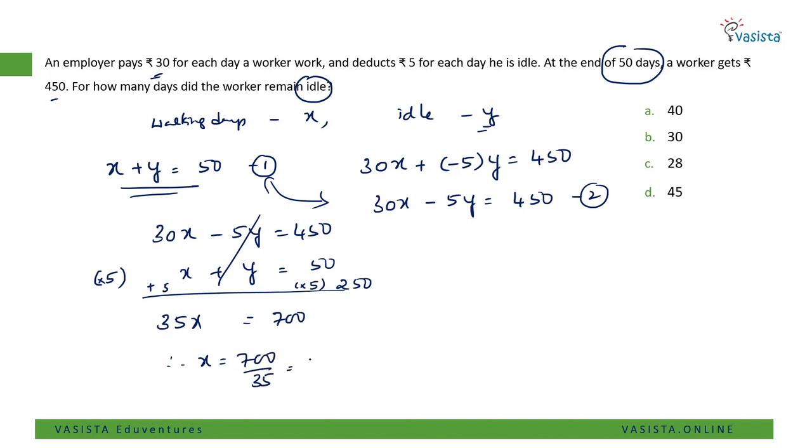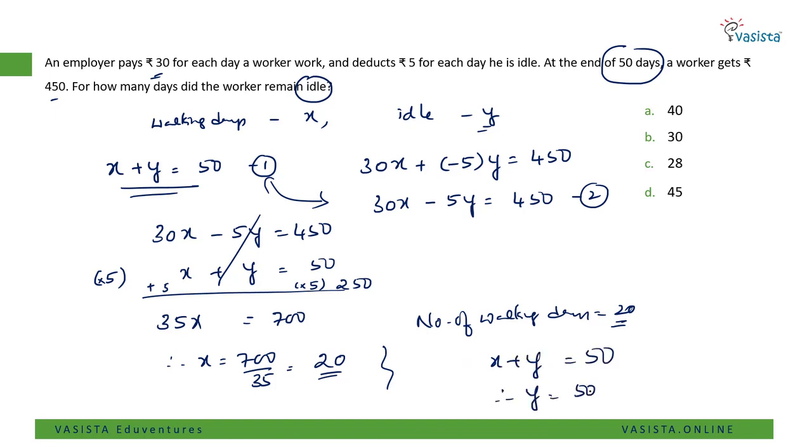Which is going to be 20 days. The number of working days is 20. We know that X plus Y is equal to 50, so Y is equal to 50 minus X, which is 50 minus 20, so 30 days he sits idle. So option B is the right one.